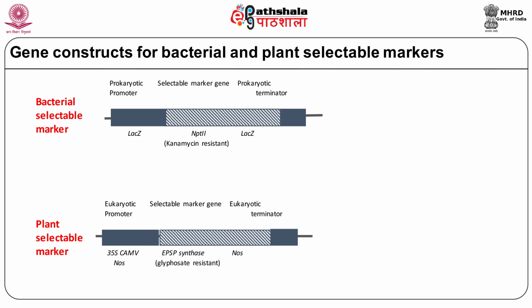The gene constructs made for expression of the selectable markers in prokaryotic organisms like E. coli or Agrobacterium include the marker gene with a prokaryotic promoter, for example the lacZ promoter, and a prokaryotic terminator like the lacZ terminator. For expression in plants, the selectable marker gene expression is driven by a eukaryotic promoter like the 35S cauliflower mosaic virus promoter or the nopaline synthase or NOS promoter. The marker gene is flanked by polyadenylation signals of eukaryotic genes like NOS.